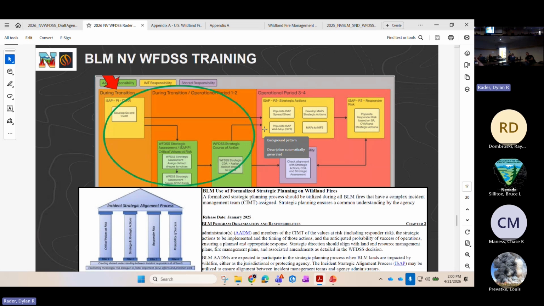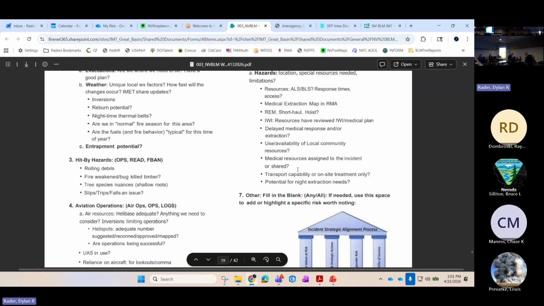So it shouldn't matter whether you're getting Great Basin Team 1 or Eastern States Gold Team. Any one of those teams should be able to come in and hit the ground running if you've at least identified what those critical values at risk are, what those probabilities are, what those severities are, and have them identified on some kind of document, whether that's in a map or in the WFDSS decision or whatever it is. So that's all part of the process. And again, you got a lot of information in this guide.